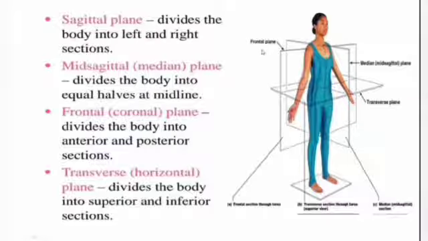Then comes the frontal plane or coronal plane. This plane divides the body into anterior and posterior. As we have seen in the directional terms, anterior means front, posterior means back. So the frontal plane divides the body into anterior and posterior sections. Then we have transverse plane or horizontal plane. This plane divides the body into superior and inferior sections. So these are the four planes.